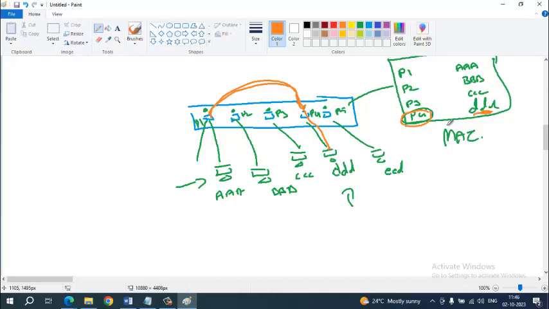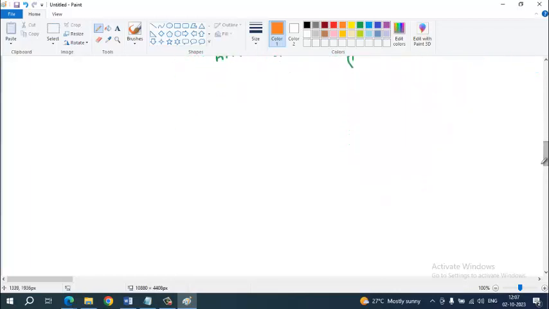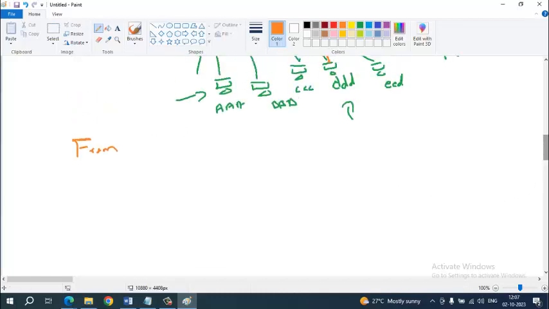So bridges are smart devices. Why is it a smart device? It learns MAC addresses. From where does it learn the MAC address? As you said earlier, you're right. It learns from the incoming frame's source MAC address. What does it mean? Incoming packet.